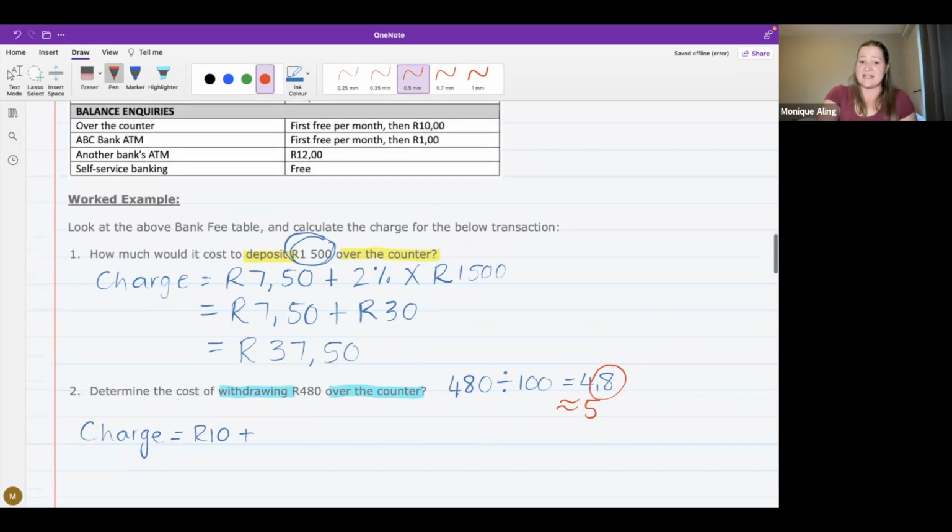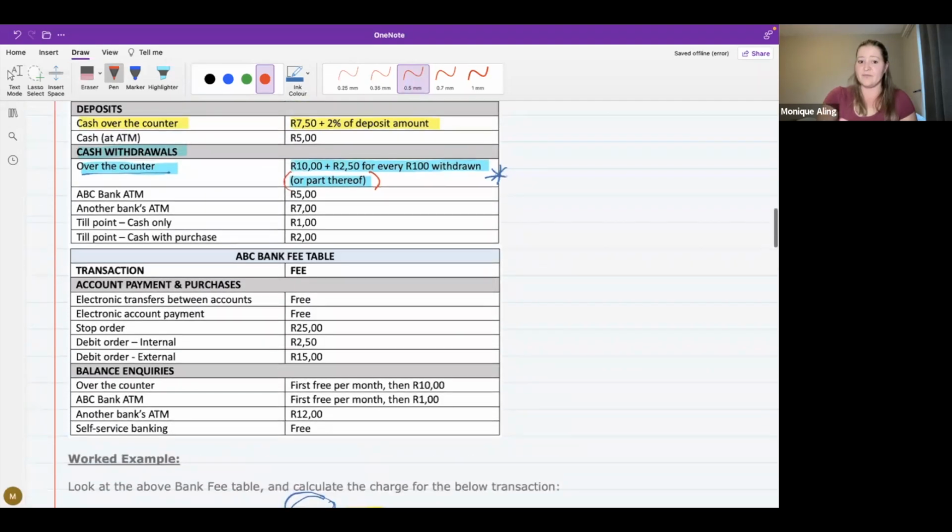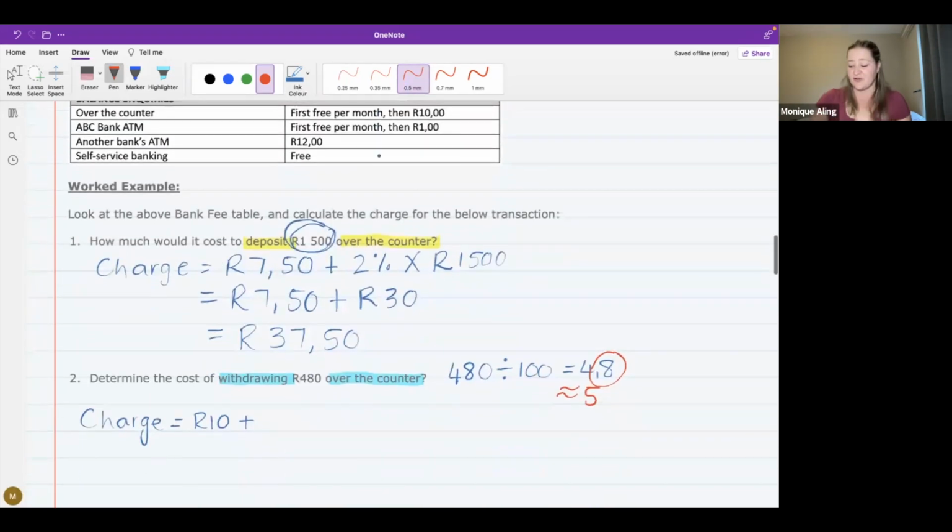Okay, so I'm just going to repeat that again quickly. It's 10 Rand, so we've got the 10 Rand in our calculation, plus 2 Rand 50 for every 100 Rand withdrawn. So they are drawing 480 Rand out. For every 100 Rand, it's 2 Rand 50. So that's why I divide by 100 over here. So 480 divided by 100.